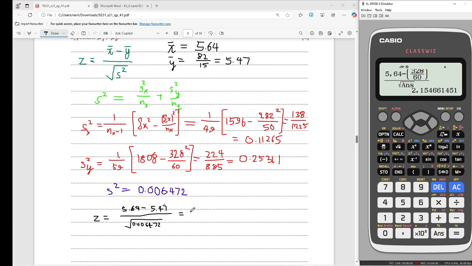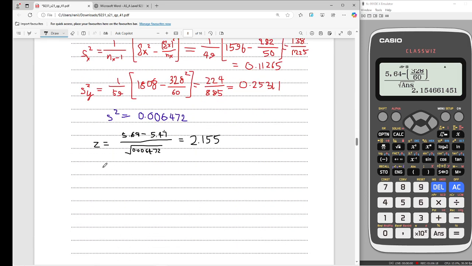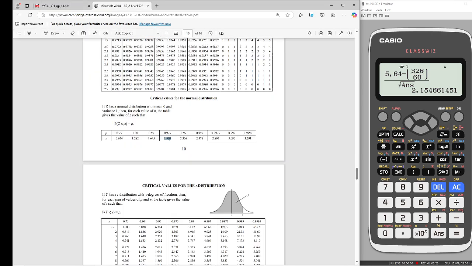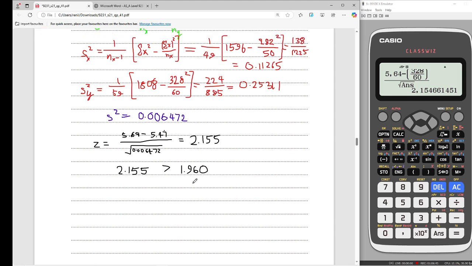So it's going to be to 4 significant figures, because each value in the critical value table is in 4. So it's going to be 2.155. Now we found our critical value. What's the critical value? It was 1.960. So now we just compare 2.155, which is the test statistic, is greater than our critical value of 1.960. So when our test statistic is greater than critical value in inferential statistics, we reject H null.